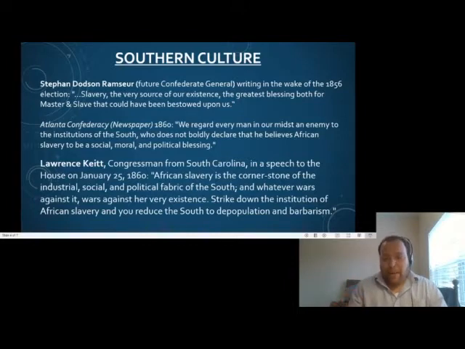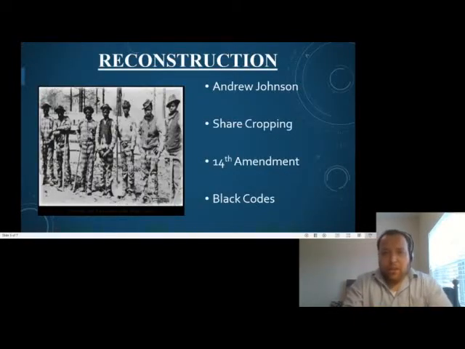So what happens as a result is that those people in the South who were in charge, who were in power, remain in power. They're going to be integrated back into the Union, but as we'll see, they're going to take political steps and social steps as well to maintain Southern culture despite the institution of slavery ending, if that makes sense. So let's look at some examples.